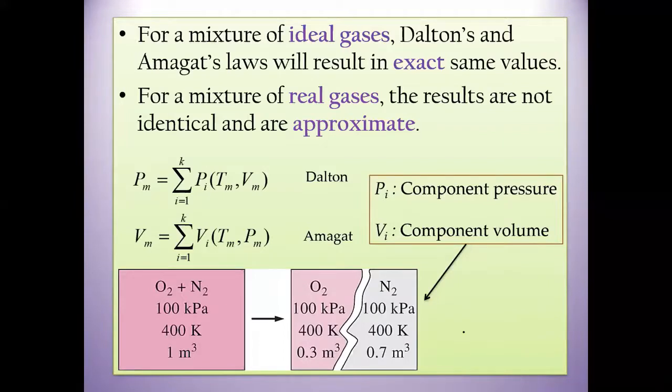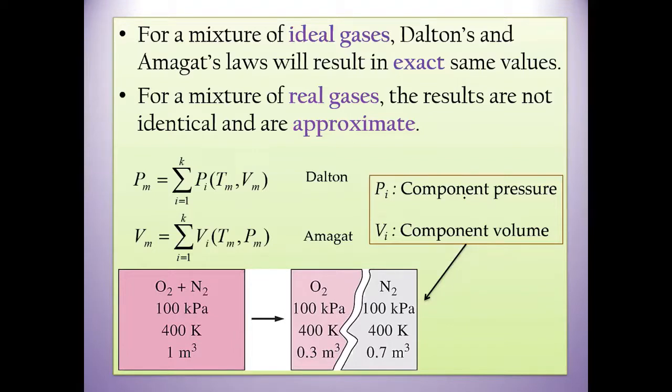For a mixture of ideal gases, meaning all components in the mixture behave like an ideal gas, it doesn't matter which law you use, Dalton's law or Amagat's law, you will get the exact same results. But if the mixture consists of real gases, non-ideal gases, then the results are not identical. If you select one law or the other, you get slightly different results, and the results are, of course, approximate.